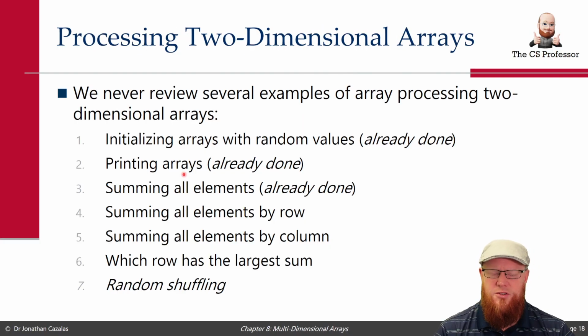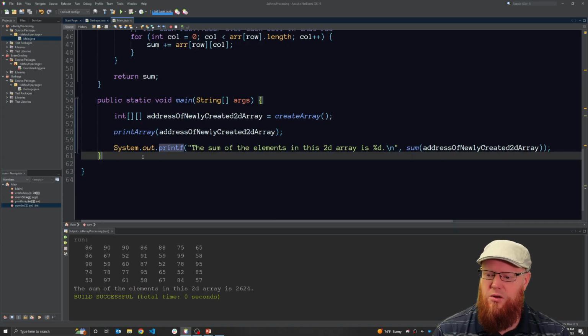All right. So what follows is processing two-dimensional arrays. And we've already done the first three. We've already created an array with random values. We've already printed arrays. We've already summed them. So let's do maybe these last two or three, or maybe we'll cover all of them. Let's sum the elements by row. This is going to be interesting. We want to sum the elements by row. So how can we do this?